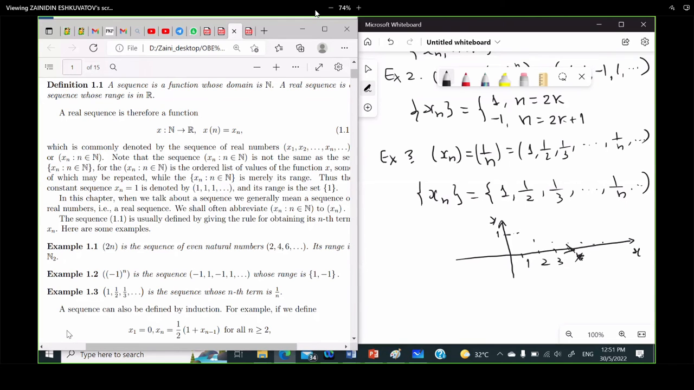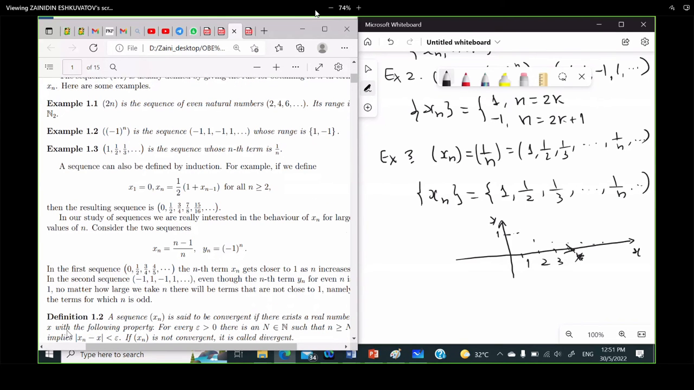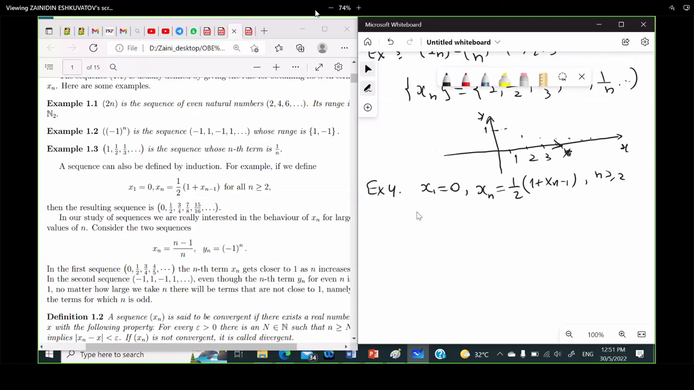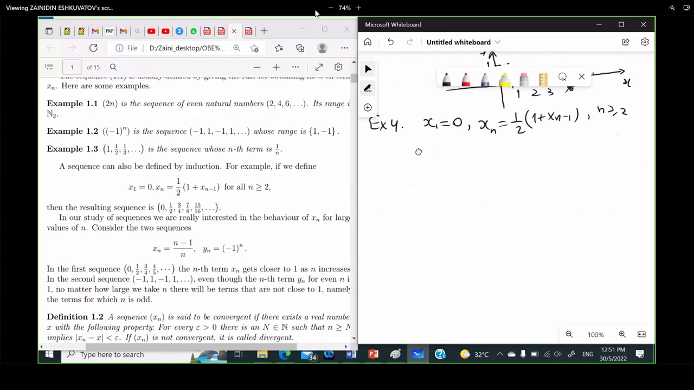Now, sometimes a sequence can be given like this. Now it is a more complicated case. Next example. x1 is given as 0, and xn is given as 1 over 2, times 1 plus x(n-1), with n starting from 2. So what about the listing of the elements of the sequence and what is the range? Please try the solution a little bit.